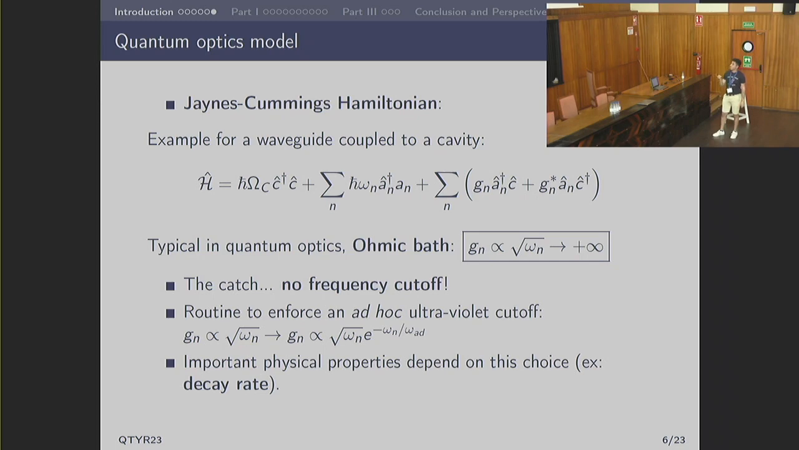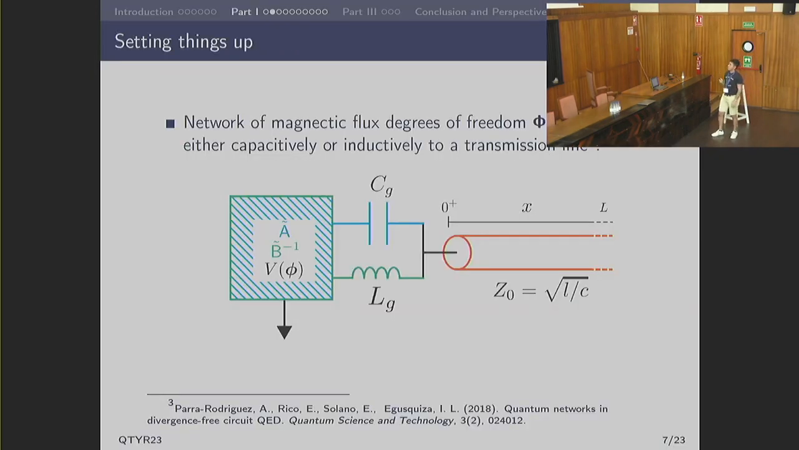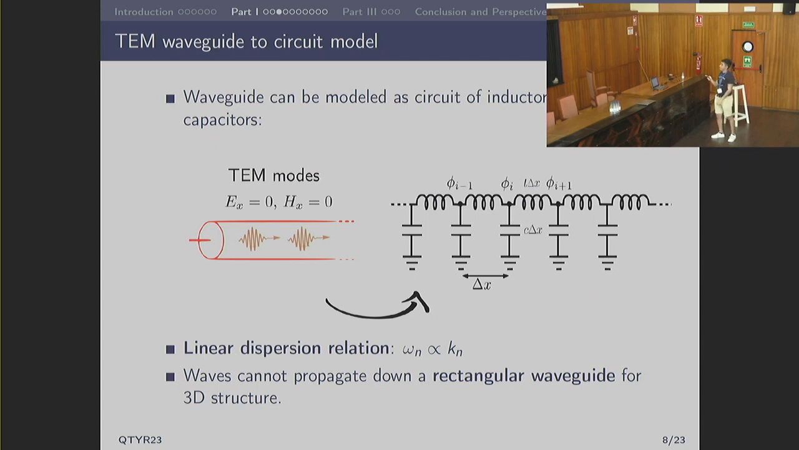and hopefully find a coupling strength which does exhibit a natural cutoff frequency. So let's do just that by considering your waveguides connected either capacitively or inductively to a network of magnetic flux degrees of freedom. This abstract box is essentially just your qubit or your cavity. And it so happens that in the case of TEM mode waveguides, you actually have a rigorous map from the electromagnetic model to a circuit model with the corresponding linear dispersion relation.